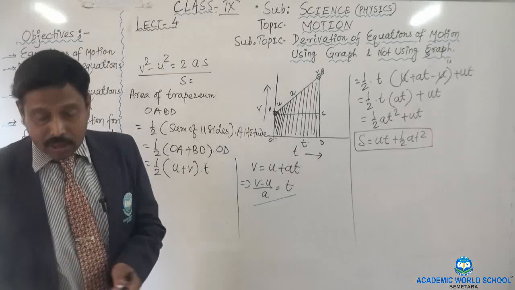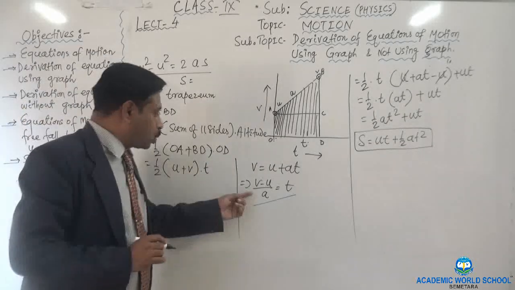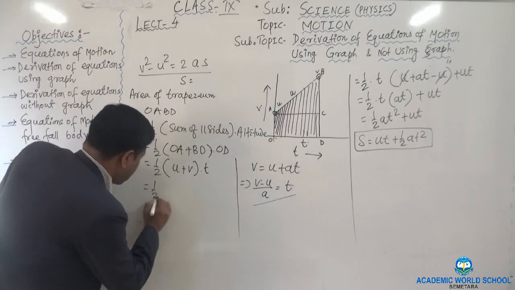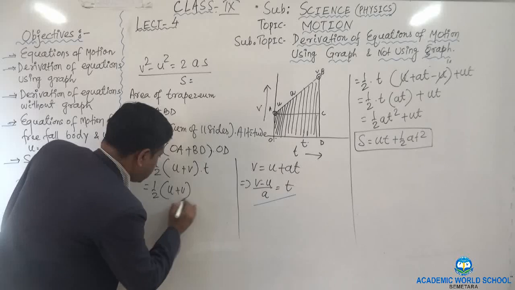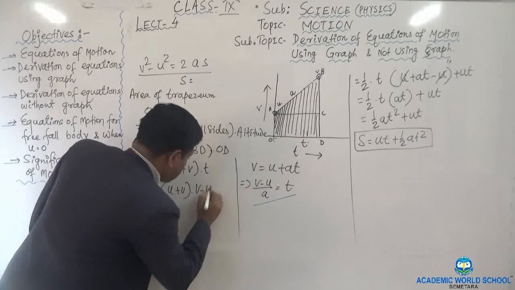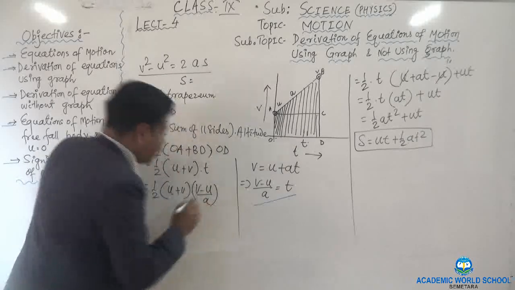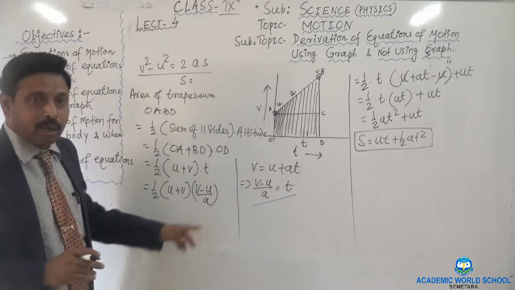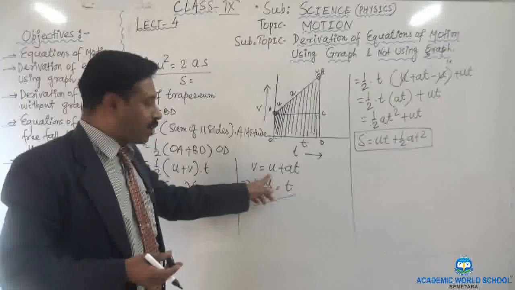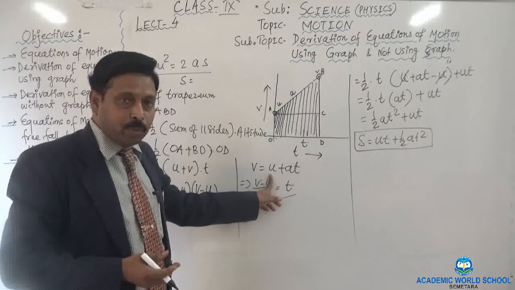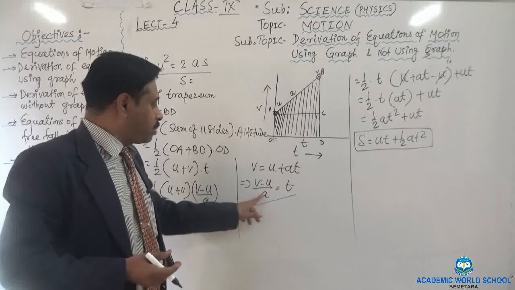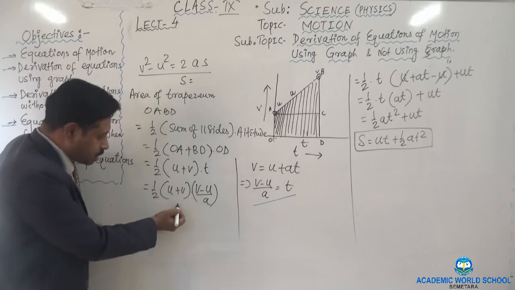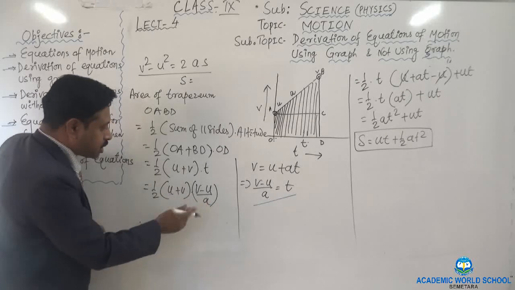So now in this equation I have to put V minus U upon A here. Let me put it: half into U plus V into V minus U upon A. Again I repeat, in place of T I put V minus U upon A. From where did I get it? I got it from the first equation of motion, V equal to U plus AT. So T is equal to V minus U upon A. Right?